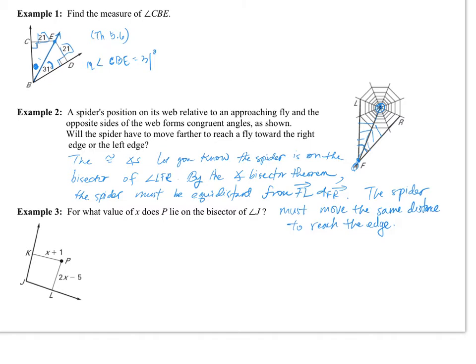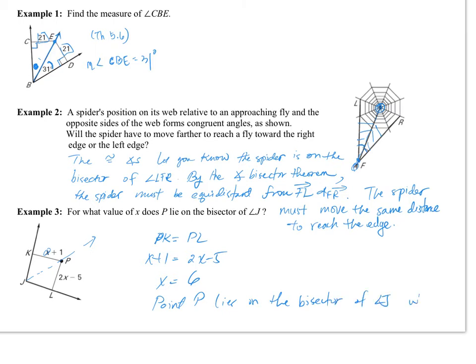Okay, example 3. Find the value of x, or for what value of x does P lie on the bisector of angle J? So in order to find the value of x, we need to set PK equal to PL. So PK is x plus 1 and PL is 2x minus 5, then x should be 6. Point P lies on the bisector of angle J when x equals 6.